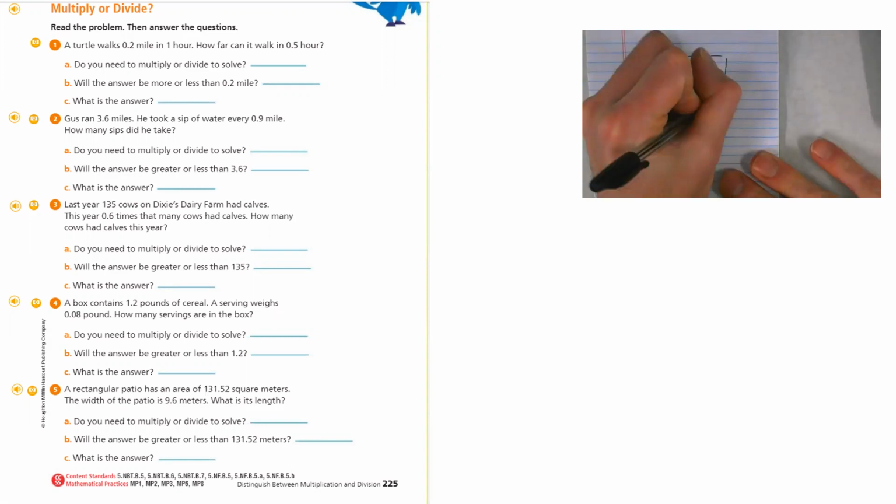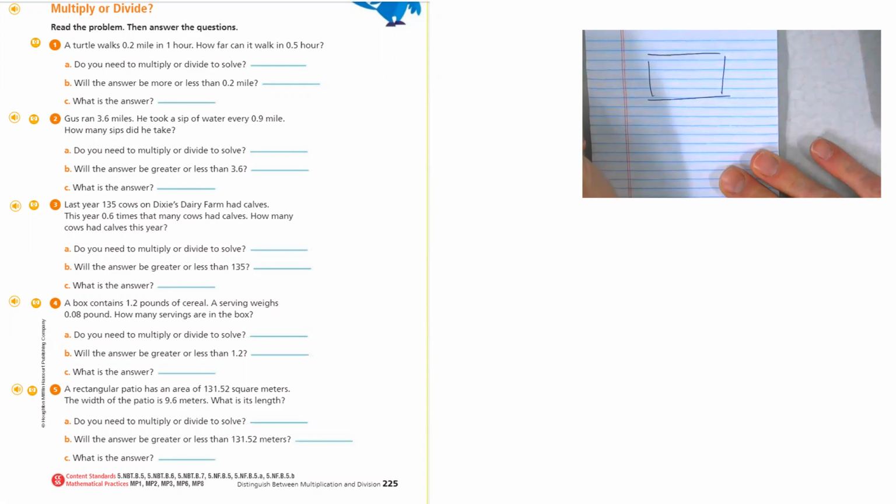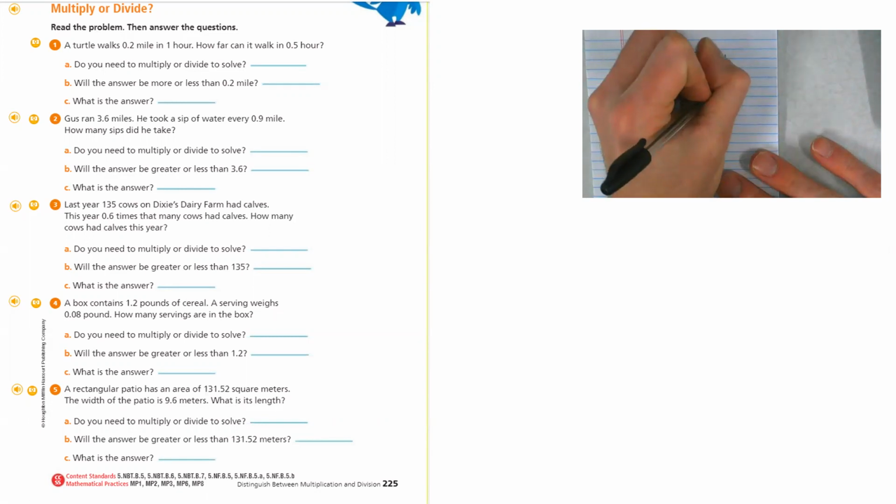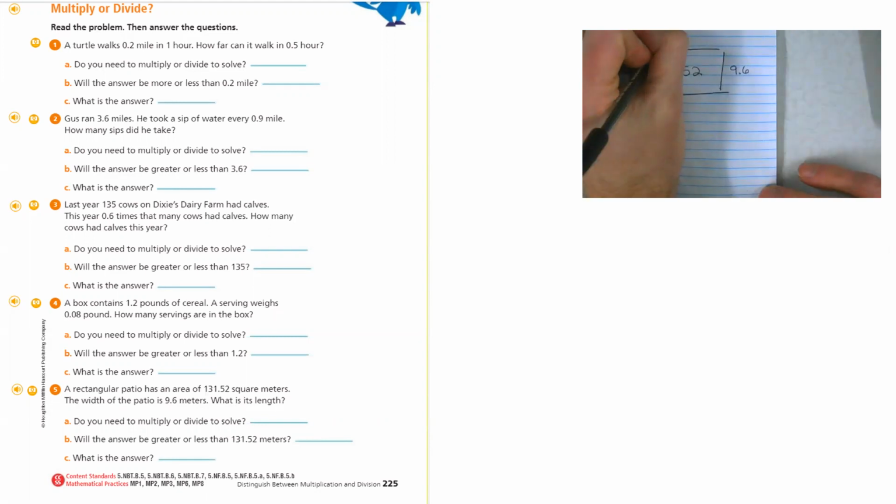Try number 5. A rectangular patio has an area of 131 and 52 hundredths, and we know one of the sides is 9.6. But we do not know the other side. So, do we need to multiply or divide to find the question mark?